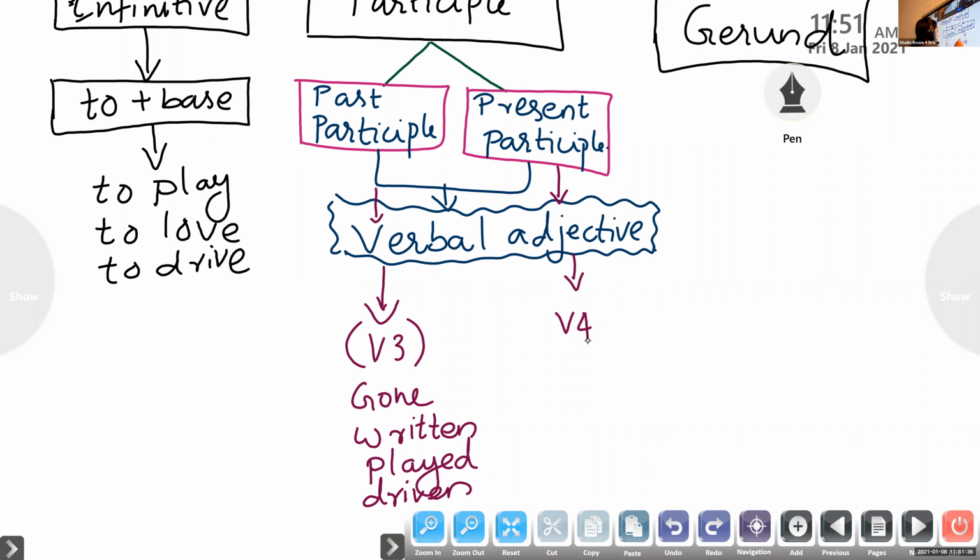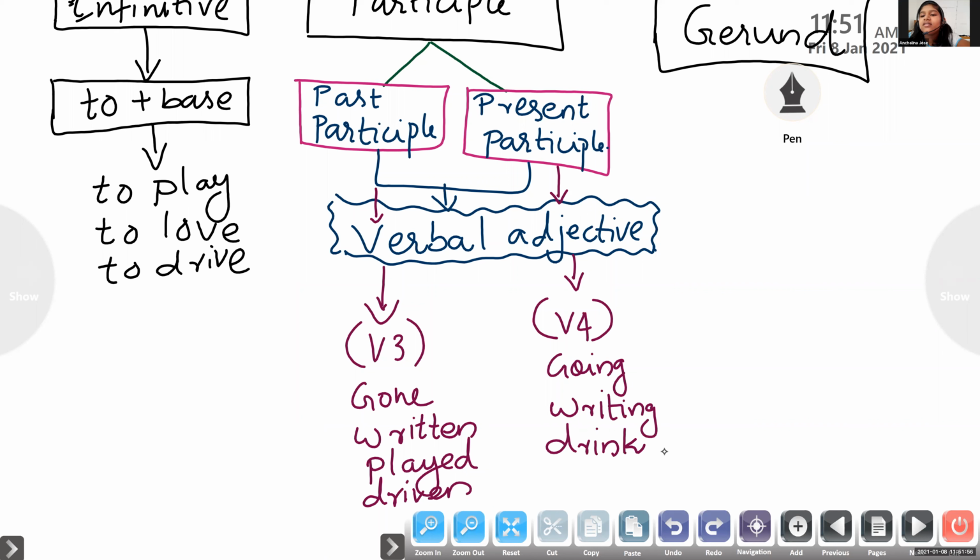And present participles are always ending in the ing form. That is the V4 form, or the verb's fourth form. So, going, very good. Writing, drinking, playing, driving. These are the examples for present participle.